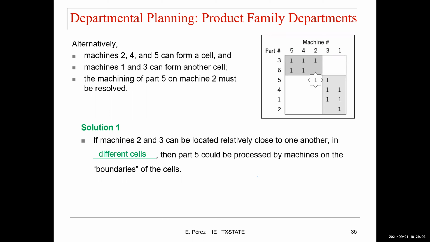So the idea is, one solution could be you have a cell here, you have a cell here, and then you are putting that machine in the middle. So you have one machine here, one machine here, and this will be how the conflict could be resolved.